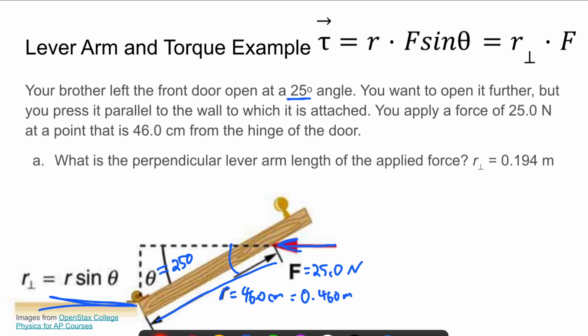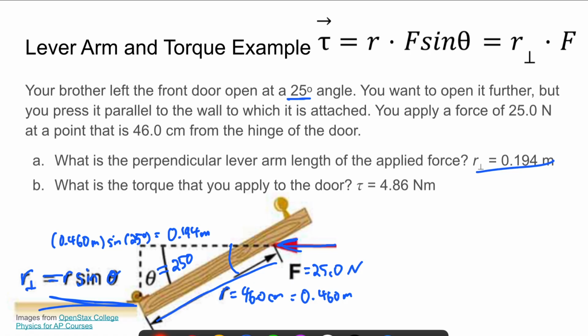So our first question is, what is the perpendicular lever arm length of the applied force? And we know that our r perpendicular, or perpendicular lever arm, equals our radius times sine of theta, right? So if we take our radius, 0.460 meters, and multiply that times the sine of 25 degrees, and we plug that into the calculator, we get something about 0.194 meters, which is what we expected to get.